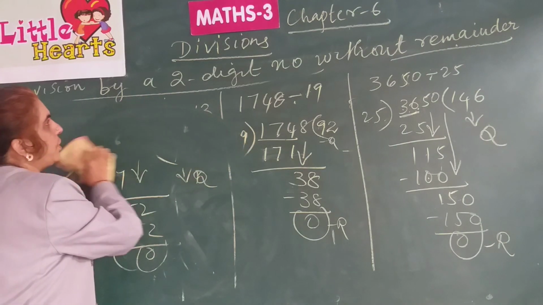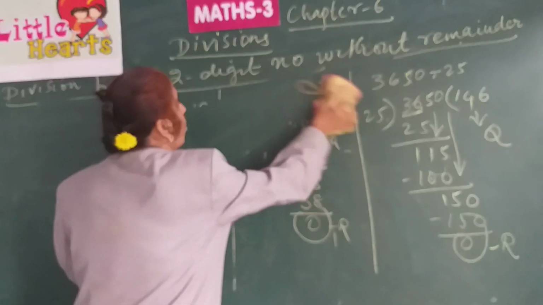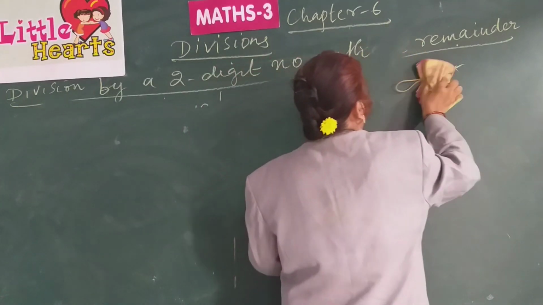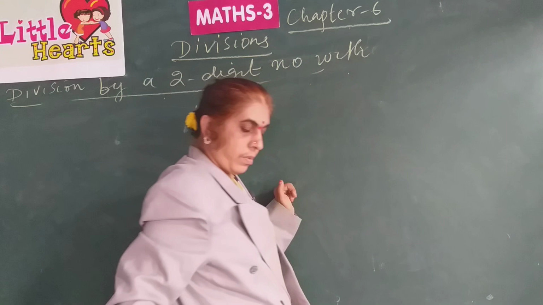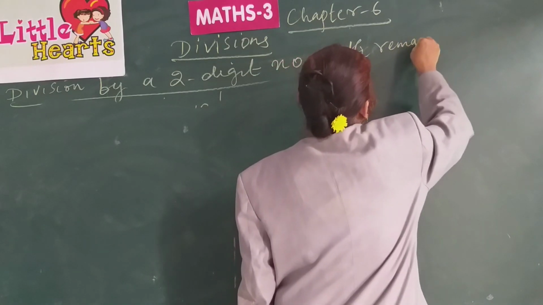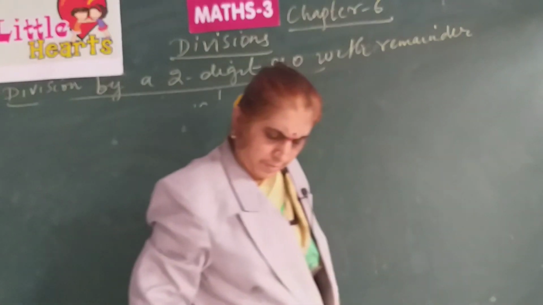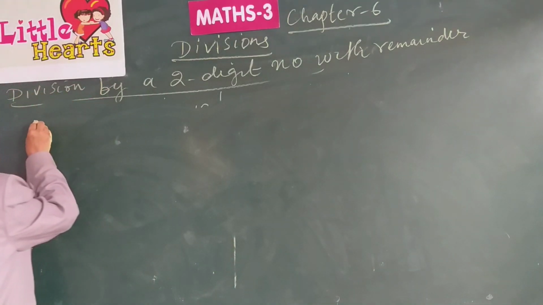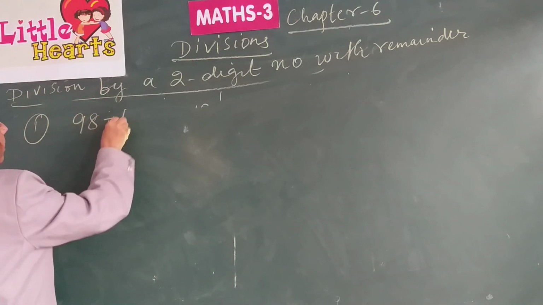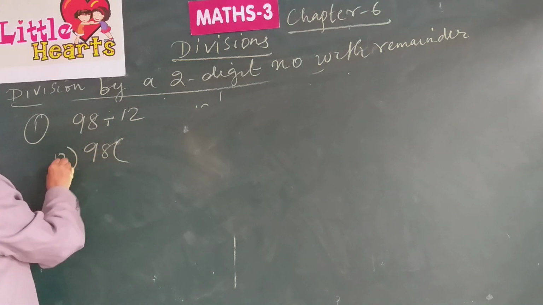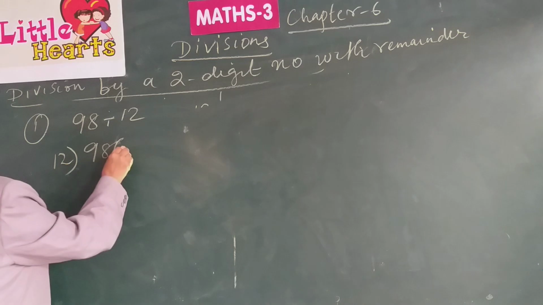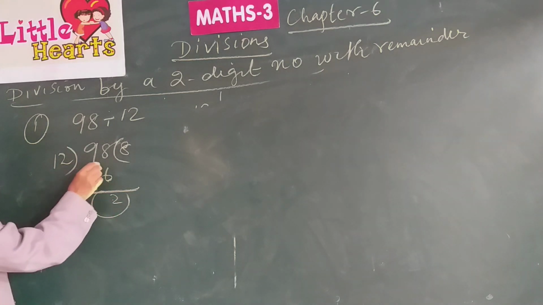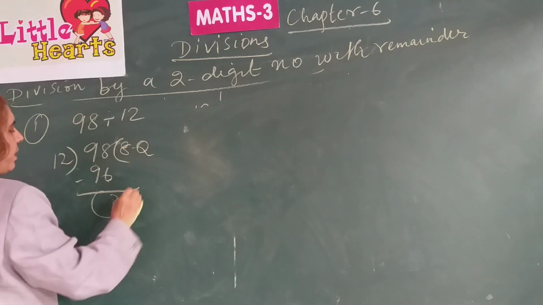Now let us go with division by a 2-digit number with remainder. 98 divided by 12. 12 eights are 96. 98 minus 96 is 2. This is the quotient and this is the remainder.